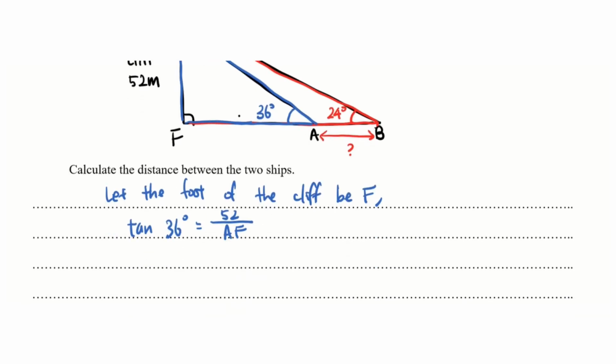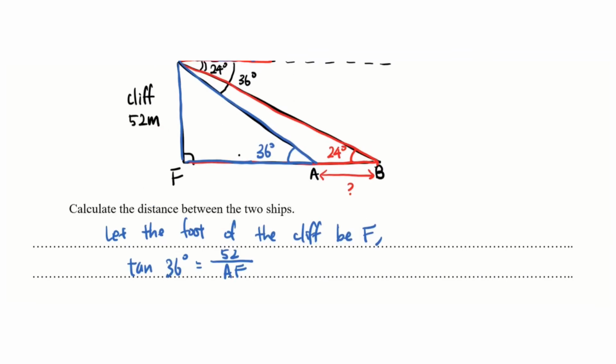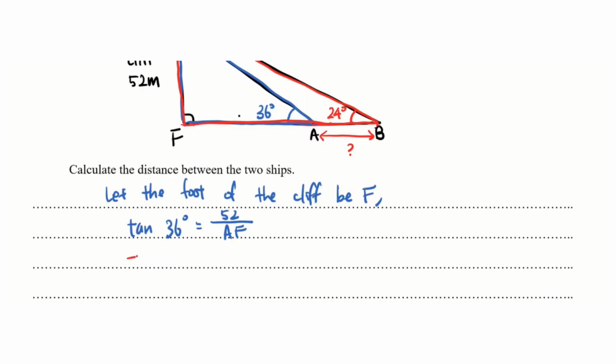Then after that, using the red right angle triangle, which is the bigger one, I will be able to generate another equation: tangent 24 degrees equals opposite, which is 52 meters as well, over the adjacent, which is going to be BF. So take note that BF is a combination of AF and AB.